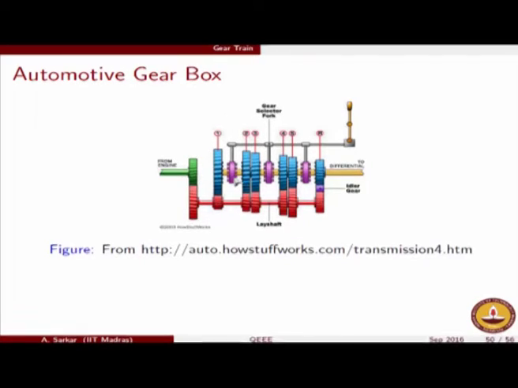Let's say the dog clutch gets engaged to gear 1. Then the motion transmission is happening through gear 1, so whatever the speed of gear 1, that speed will be conveyed to the output shaft. The other blue gears are actually moving at different speeds, but that is not going to cause any problem, because those gears are not connected to the output shaft.